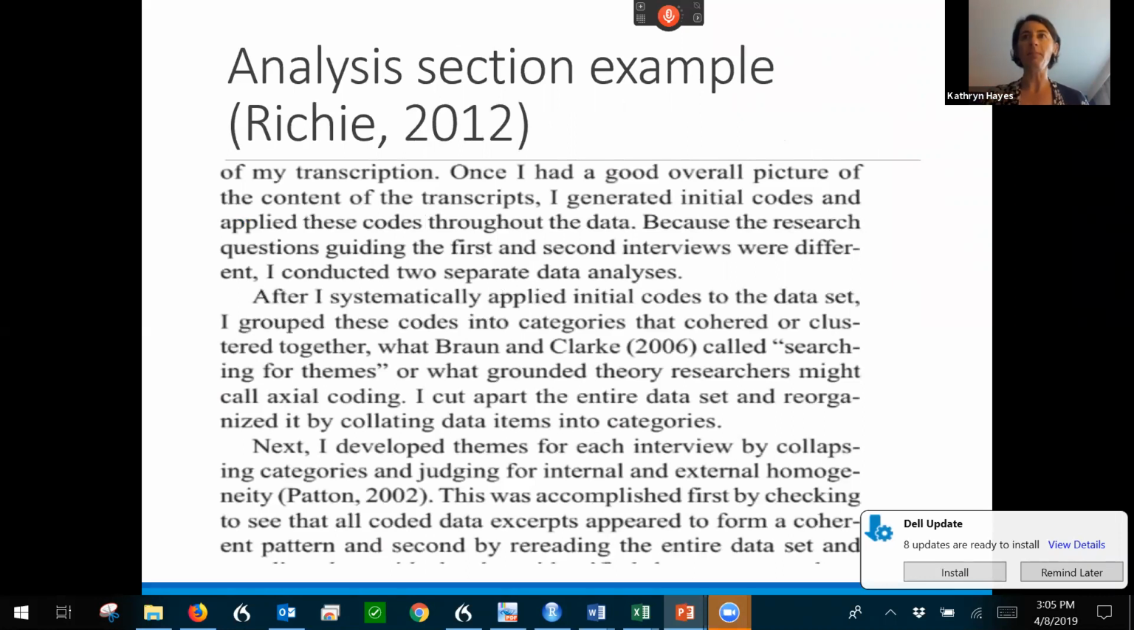You can even talk about how messy it is. Did you read through the data and make some notes and then figure out, well, these are the codes and these aren't the codes? All of that is fine. Just write it up.